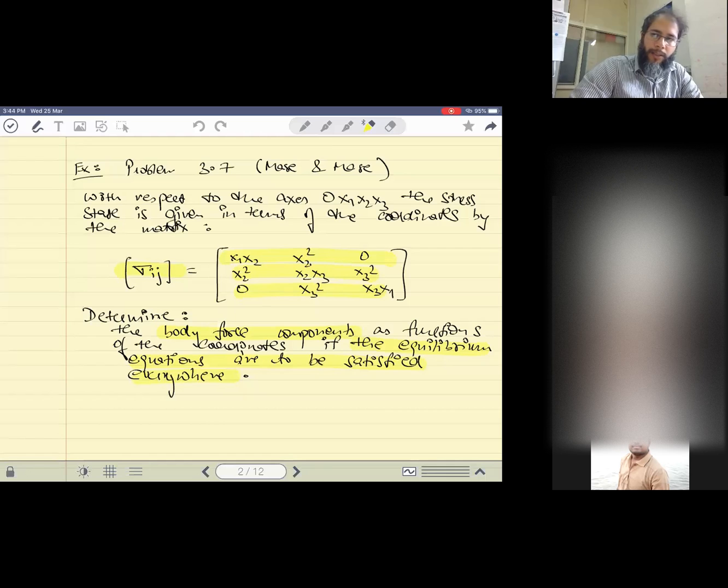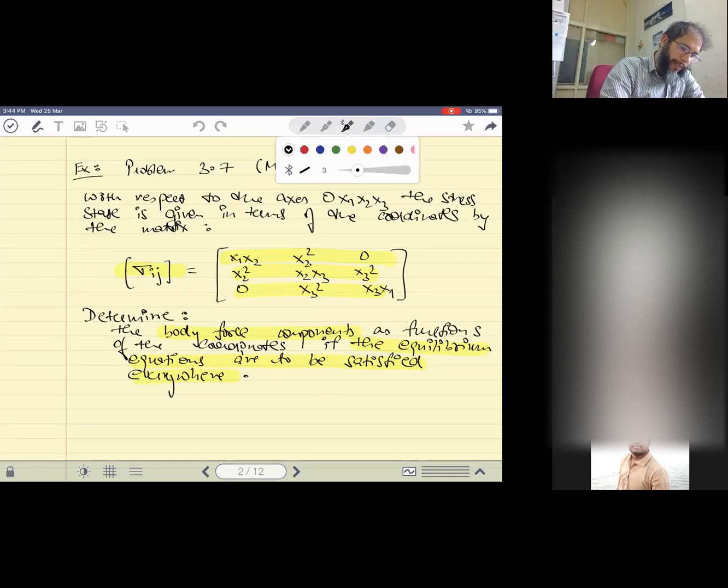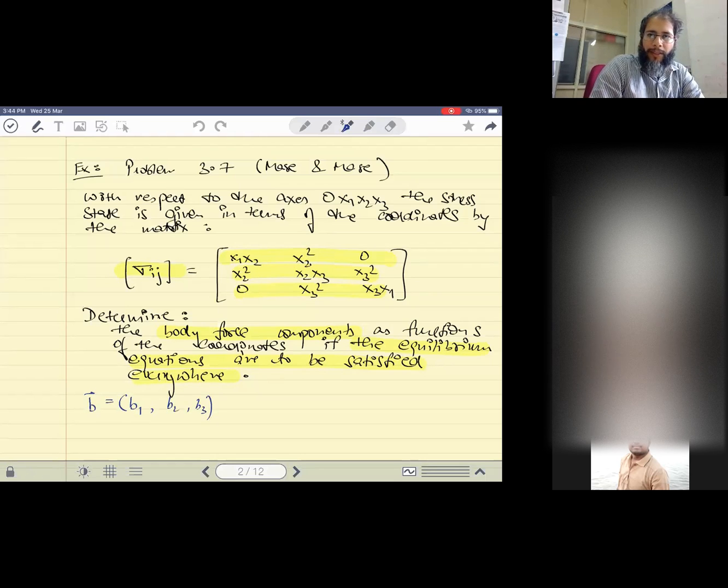I'll give you half a minute to see what approach you have to use. Go back to the local equilibrium equations, because they are valid everywhere in the domain. See if you can expand those equations and try to find out the value of the body force components. Now the body force is a vector. That is, you have to find the B vector, which has three components, B1, B2, and B3. And you have to find the body force vector field. That is, you have to find this at each and every point in the domain. That is, B1, B2, and B3 are all functions of the position vector.